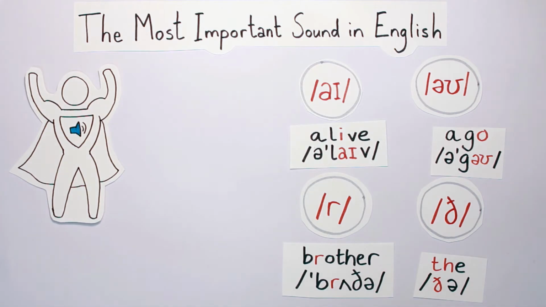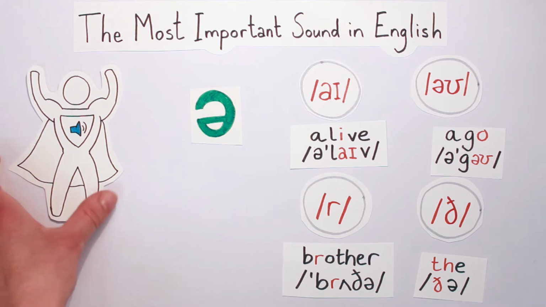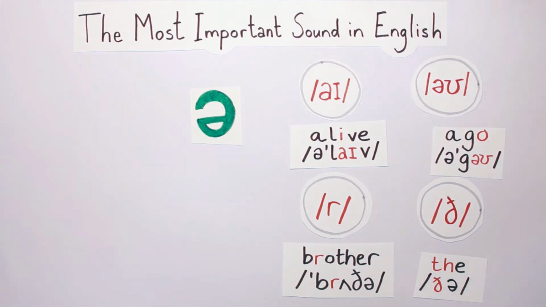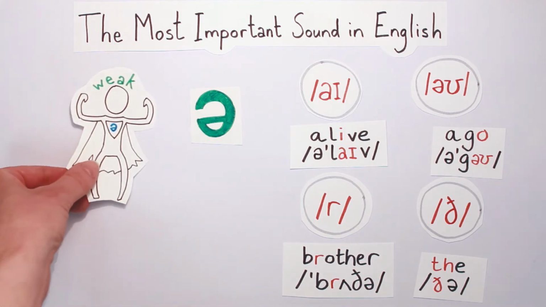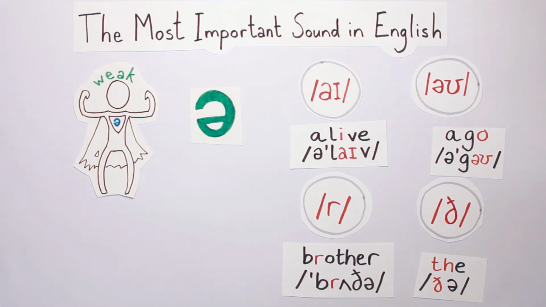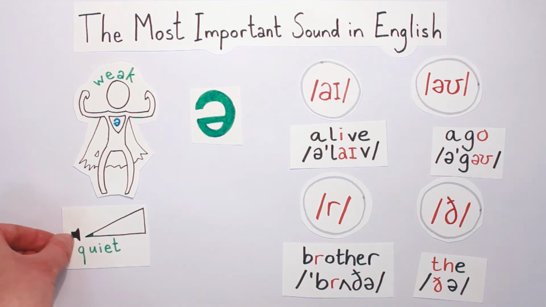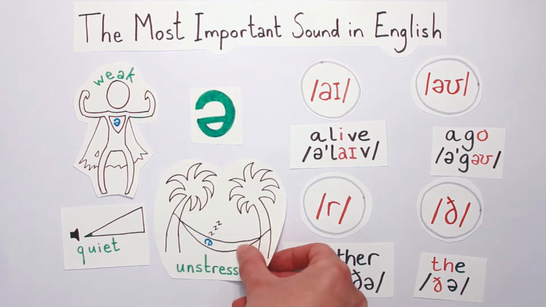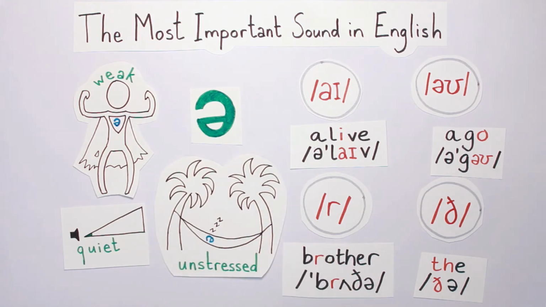The most important sound in the English language is this one. Oh. Did you hear it? Oh. Well, it's a very small sound. Oh. And this sound is nothing like this at all. It's not strong at all. In fact, it's very weak. Oh. It's very quiet. And most importantly, it's always unstressed. It is a very low energy sound. You use very little energy to say it.